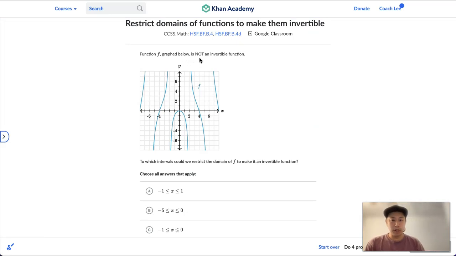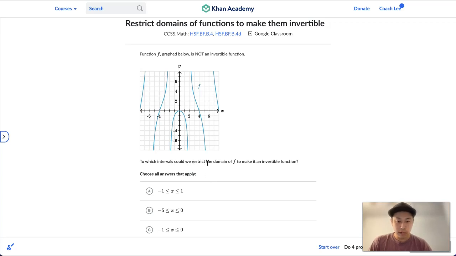Function f, graphed below, is not an invertible function, right? Because it fails the horizontal line test. I can draw a horizontal line right here. It hits more than one point. So when I invert this whole thing, its inverse has no chance of being a function. So it starts off as not invertible. That's what it means, okay?